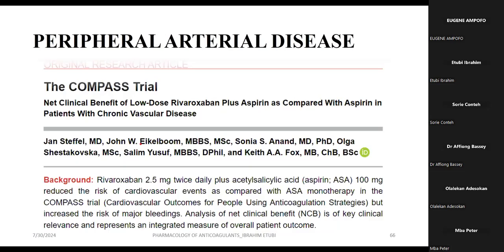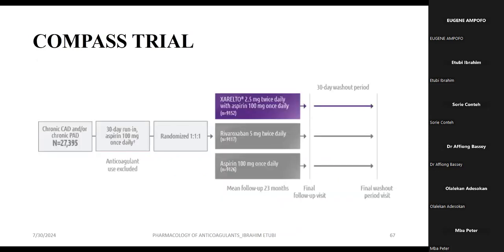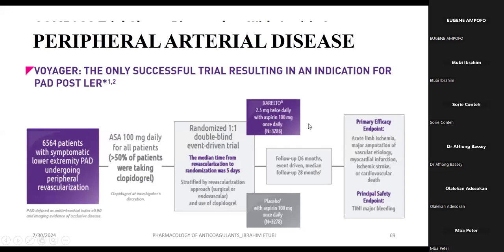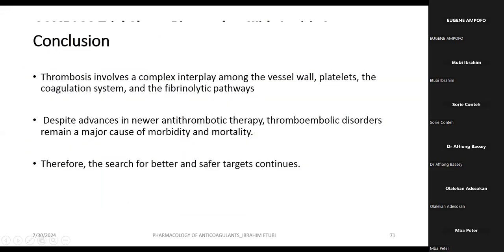We just round up for the peripheral arterial disease. The COMPASS trial showed that there was better outcome for those who used anticoagulants like rivaroxaban and aspirin. So that's what the study showed. Those who were on aspirin alone had higher deaths, strokes, MI, compared to those that had rivaroxaban and aspirin. So it's better to use both in them.